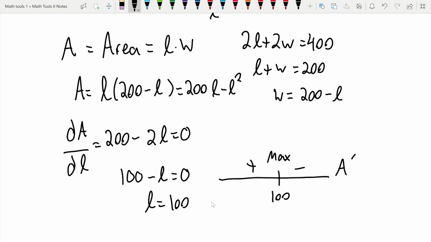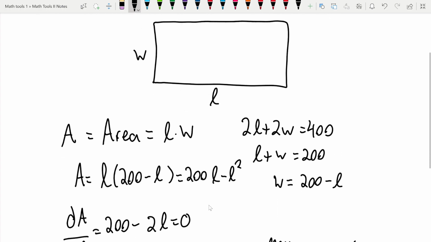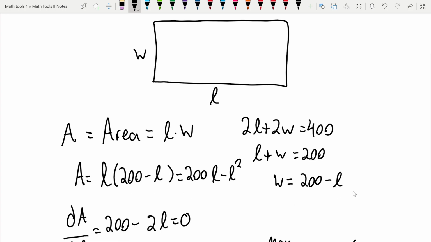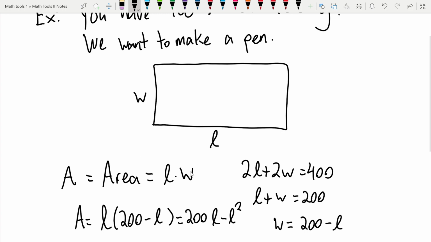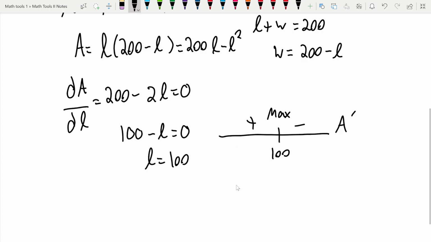In the context of real world problems like this, we do need to pay attention to the domain, right? So L and W both need to be greater than 0. They don't have a specific upper bound, just that together they need to add up to 200. That was already built into how we did this, by solving for W here. But those are just things to keep in mind. If you got that your answer was L equals 0 or L is a negative number, that wouldn't make any sense. So when we're working with real world problems, we do need to keep those things in mind. But with 100, we're all good.